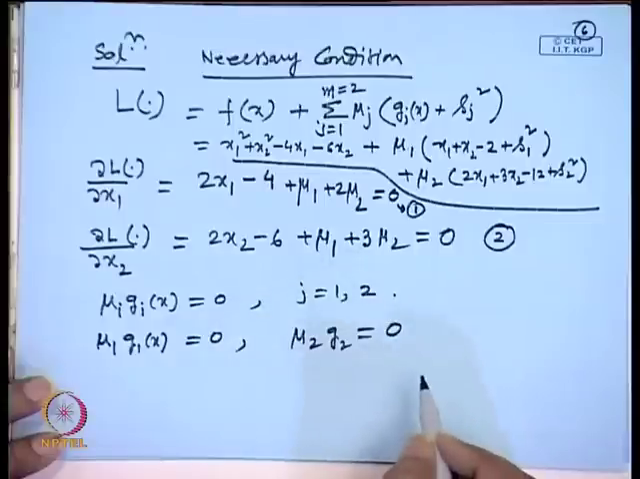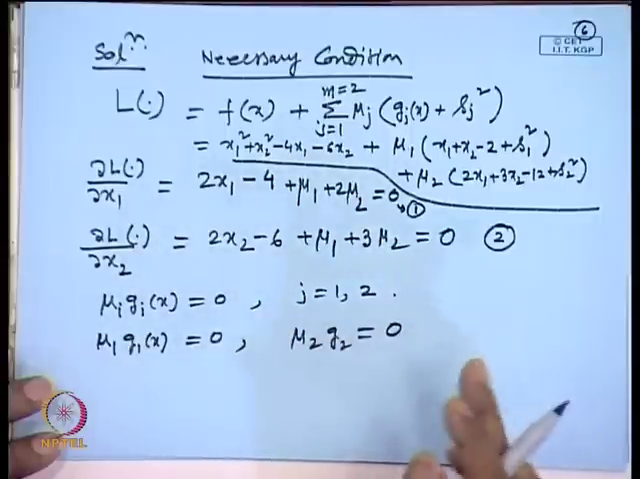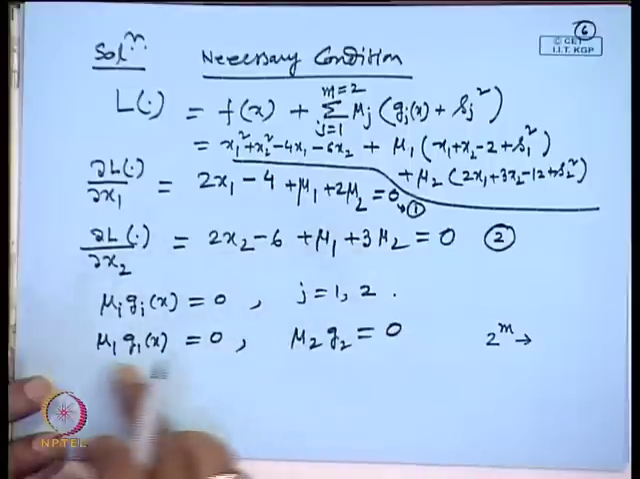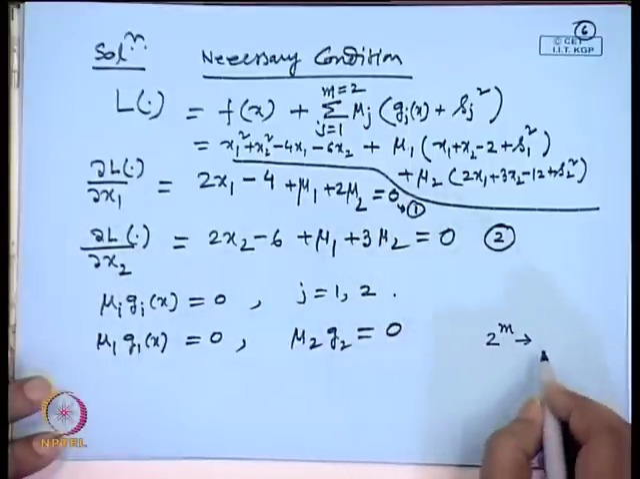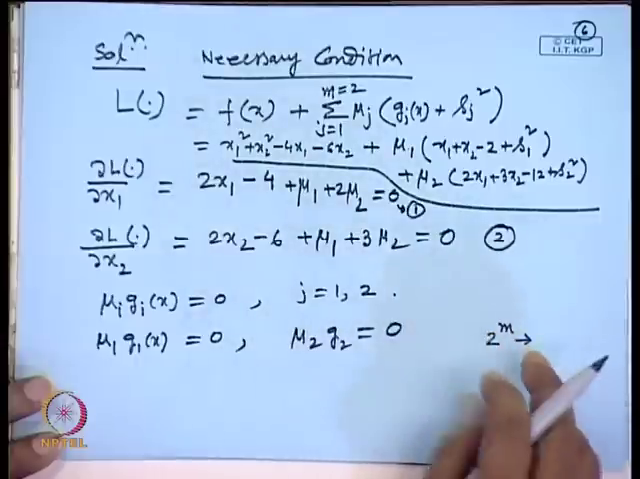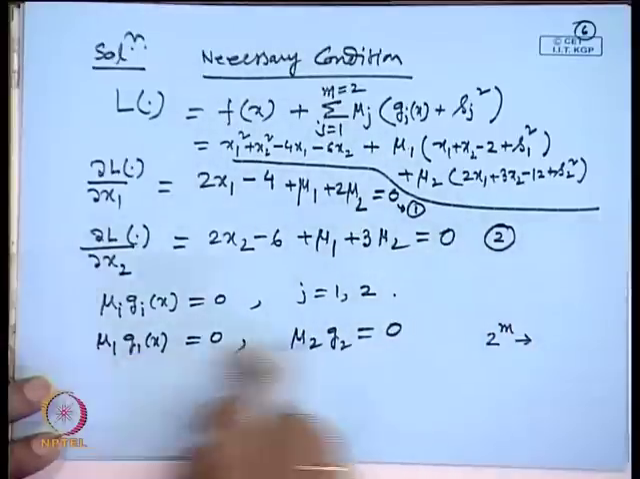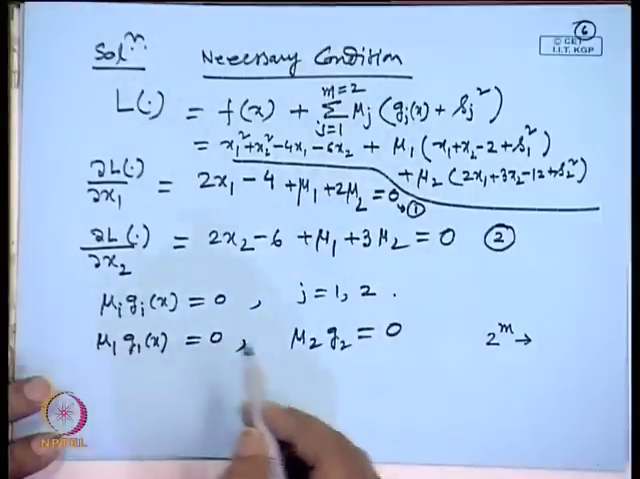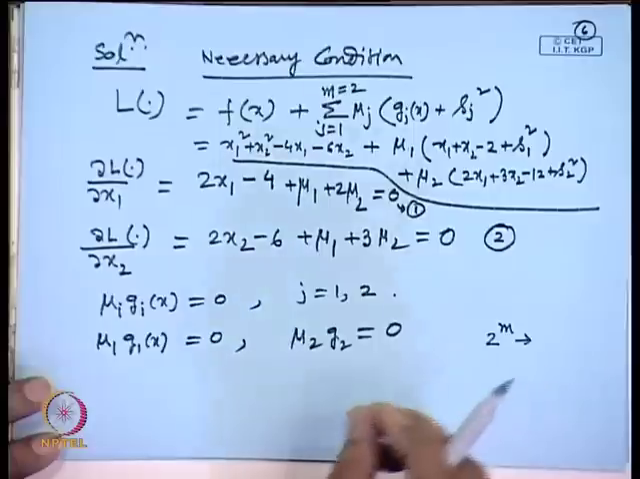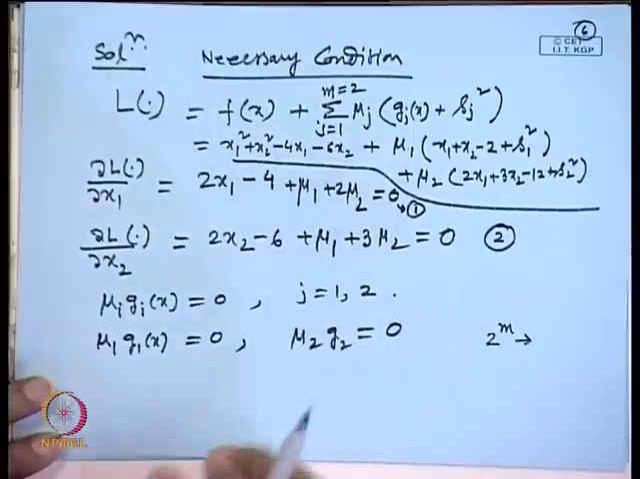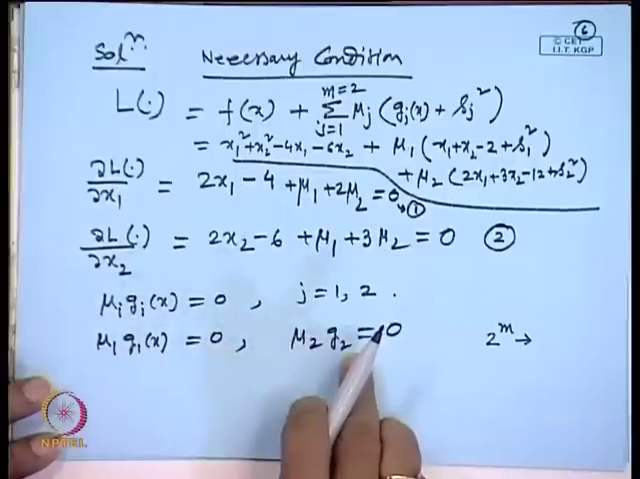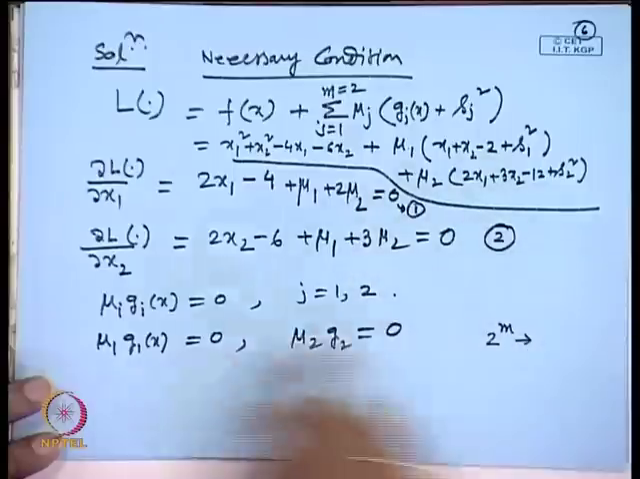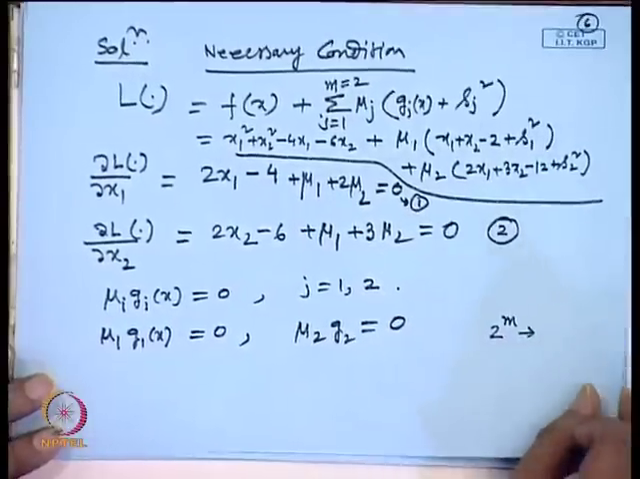Similarly, in general, if you have a small m number of inequality constraints, we have 2 to the power of m possibilities to satisfy this equation. Agree? 2 to the power of m possibilities means we can have 2 to the power of m switchings to satisfy these equations. Here j is equal to 1 to m, that means m constraints are there. So in short, if we have m inequality constraints, then we have m such equations, which in turn give 2 to the power of m switching conditions to satisfy these equations. So let us solve for this case.